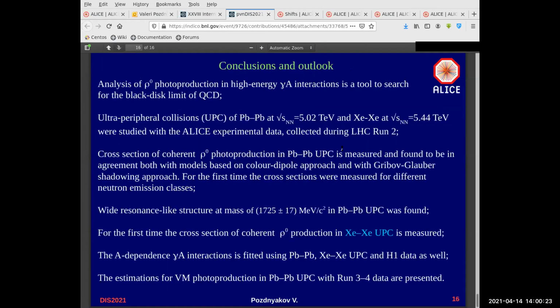events. And so now I move to the conclusion that we analyzed rho-zero photoproduction in high energy gamma-nuclear interactions to search for the black disk limit.